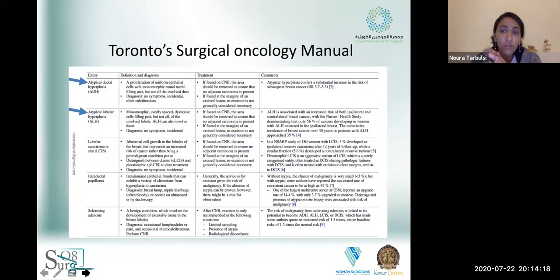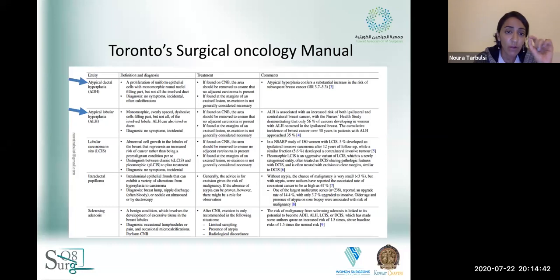In the Toronto Surgical Oncology Manual, you're going to find 2 pages about different pathological terms and findings that you could find after you biopsy a lesion seen on mammogram or ultrasound. It's very nicely summarized. It tells you the definition, how to treat it, and then if there are any specific comments about the risk of harboring malignancy, you can keep it as a reference.